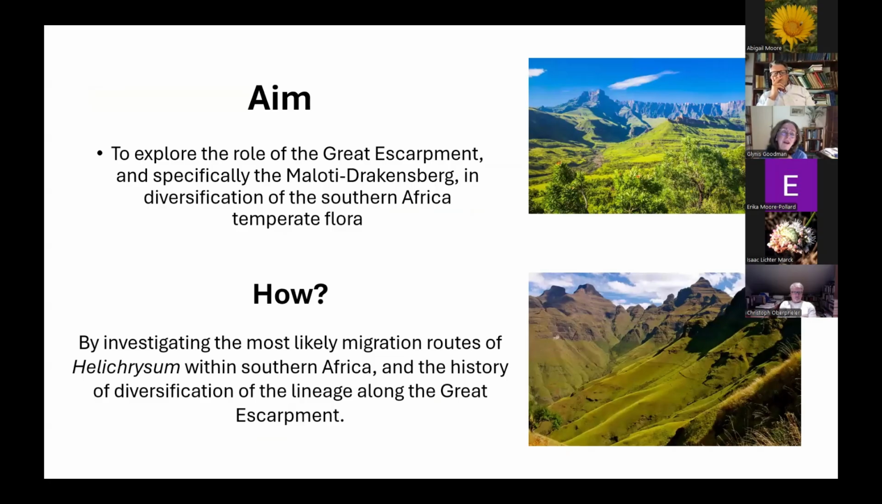So as I said, our aim was to explore the role of the Great Escarpment, and specifically the Maloti-Drakensberg, in diversification of the Southern African temperate flora. And we decided to do this by investigating migration routes of Helichrysum within the region. Oh, and here's this amphitheater at the top. So I was standing about here where there's a large waterfall and looking across to this side here. And then this lower photograph is taken in the central Drakensberg region.